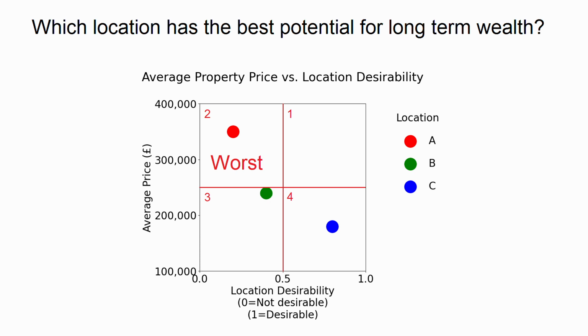They are expensive and have low location desirability. Quadrant 3 represents areas which have a medium potential to generate long-term wealth. They are cheap but have low location desirability. Quadrant 1 represents areas which have a good potential to generate long-term wealth. They are expensive but have high location desirability. Finally, Quadrant 4 represents areas which have the highest potential to generate long-term wealth. They are cheap and have high location desirability.